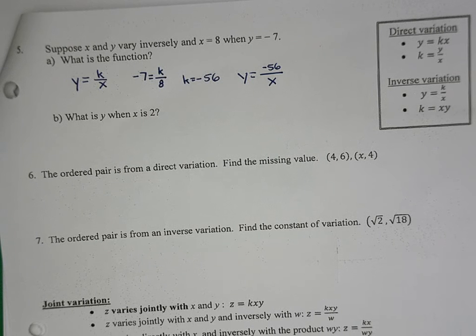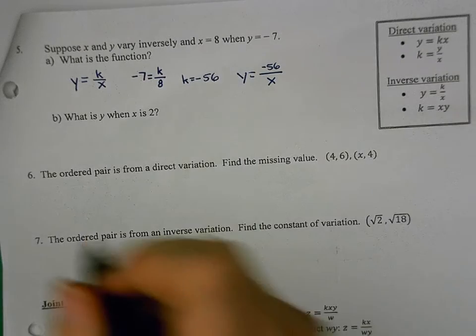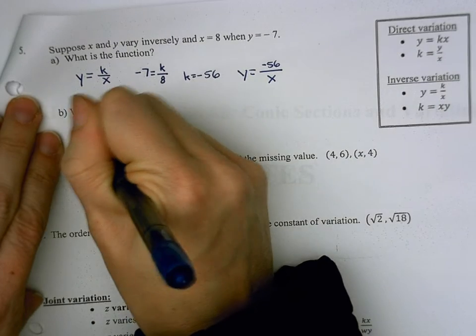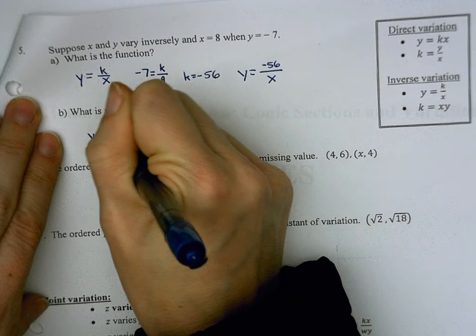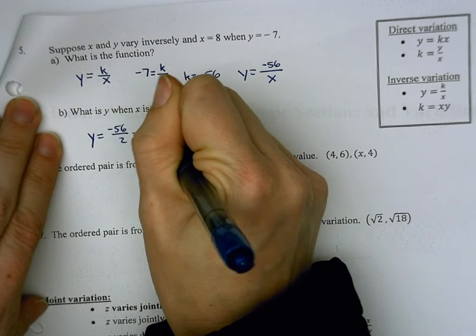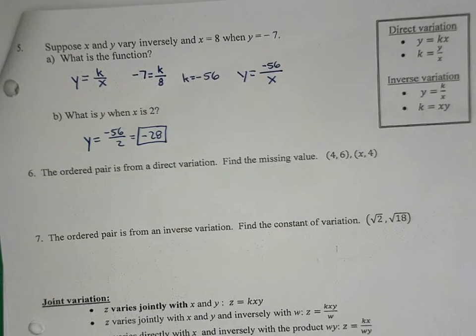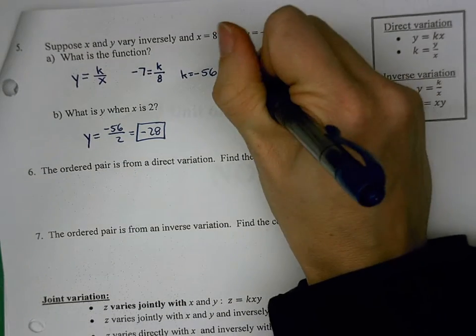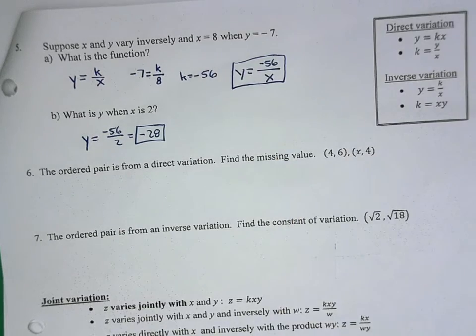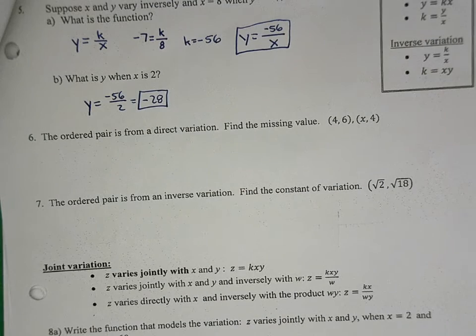Okay. And so then what is y when x equals 2? Well, if I plug in 2 here, y would be -56 over 2, which is -28. Okay, number 6. Okay, number 6, go ahead and pause the video, give this one a shot.